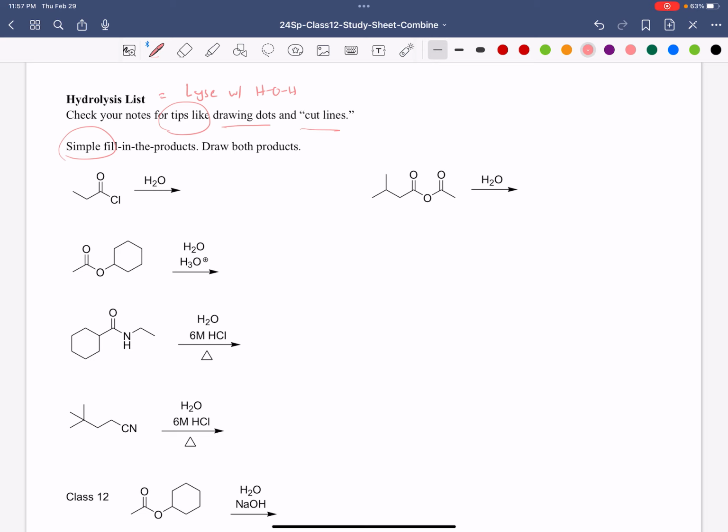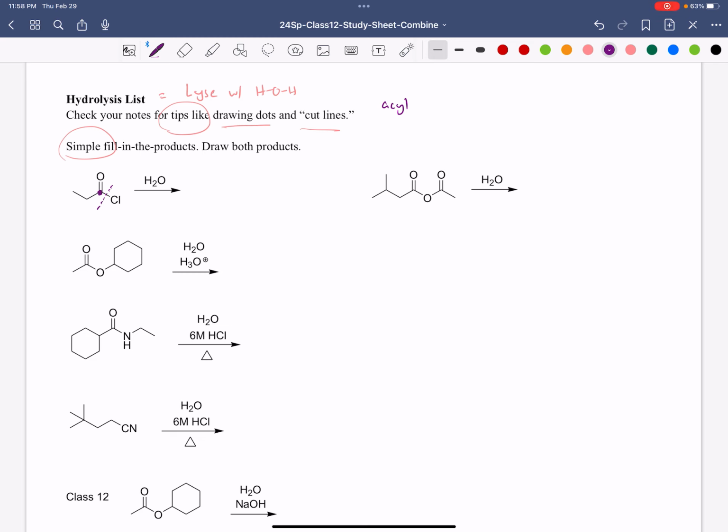The dot that I'm talking about is the dot on the acyl carbon. Let's not call it carbonyl. Carbonyl, I want to reserve just for aldehydes and ketones. So that carbon of the carbon-oxygen double bond is called an acyl carbon, ACYL. And we're going to put a cut line right here.